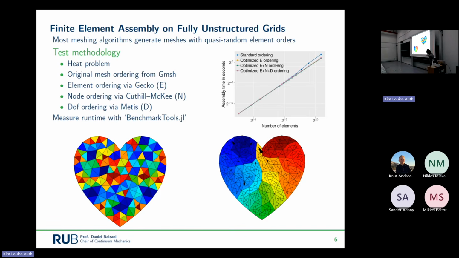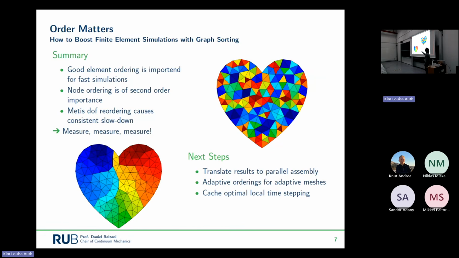Interestingly, we see that the DOF ordering, which is also included with the DOF ordering with Metis, it actually decreases the performance. So the algorithm which Frederick has written for the DOF distribution, it's actually giving you a very good cache utilization for the assembly. So as a quick summary, good element ordering improves our simulations in terms of performance.